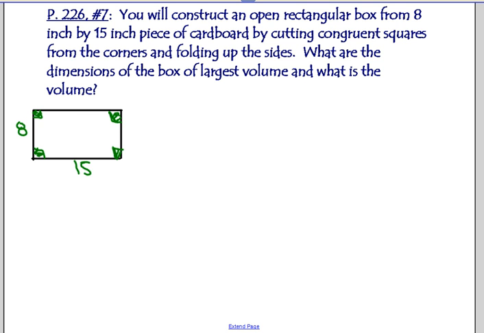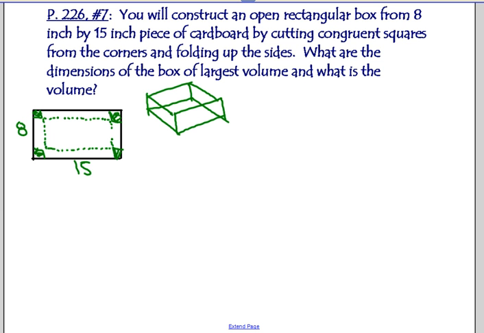And then, if you put in some dotted lines here, we would fold the cardboard up on that dotted line, and on that dotted line, and on that dotted line, and on that dotted line. And what we would end up with is an open rectangular box. So our box would look roughly like this. And there is no top on it, but roughly some kind of a box like that. And we want to look at those dimensions, and then figure out the dimensions of the box of largest volume.